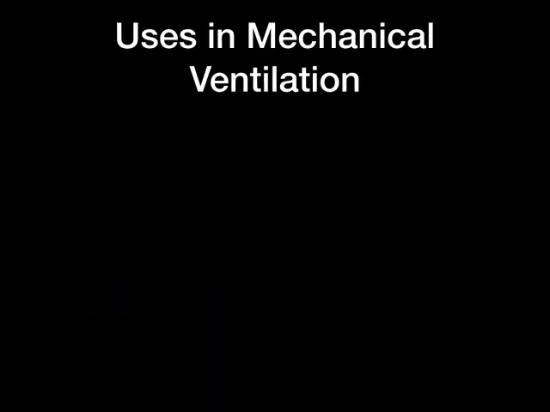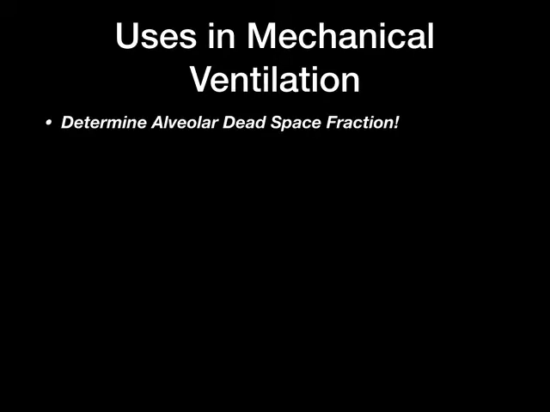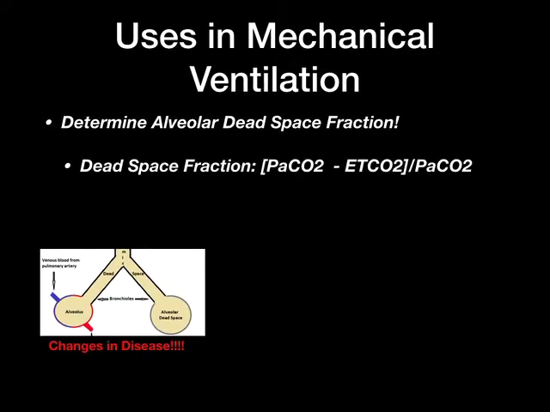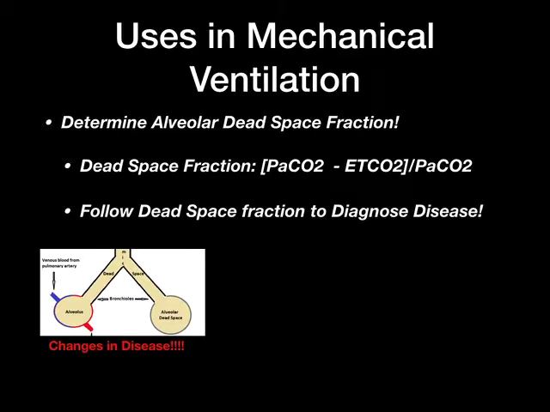It can also be used to help in mechanical ventilation. So we can determine the actual alveolar dead space fraction, because remember, that's where change in disease occurs. And that dead space fraction can be looked at as a fraction of the blood gas CO2 as the total, with our numerator as the difference between the blood gas CO2 and the end-tidal CO2. And then we can follow that dead space fraction to diagnose disease in our mechanically ventilated patients.